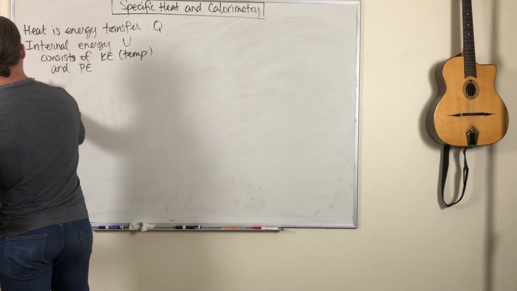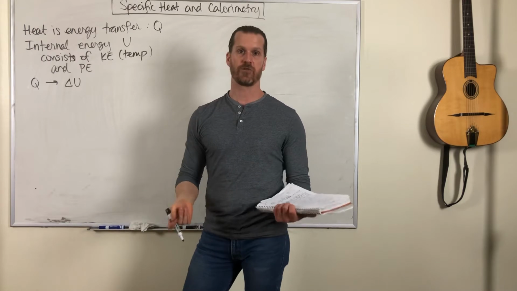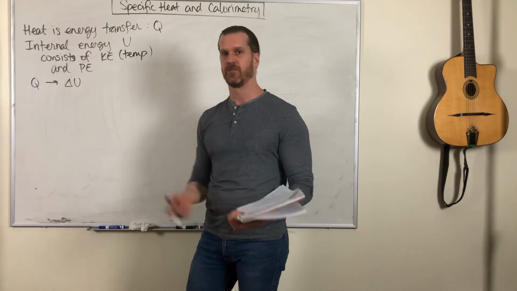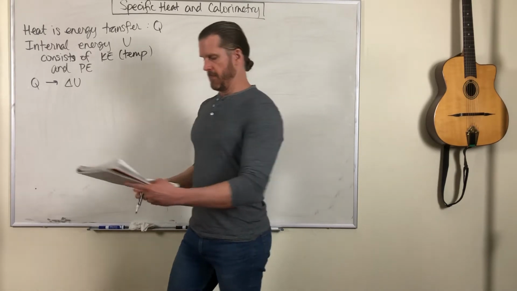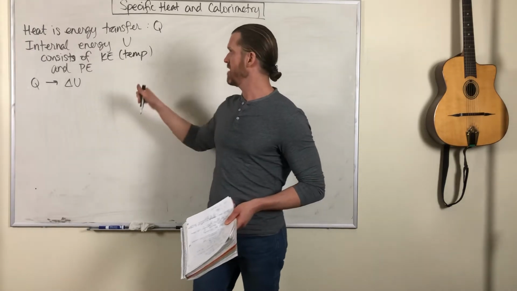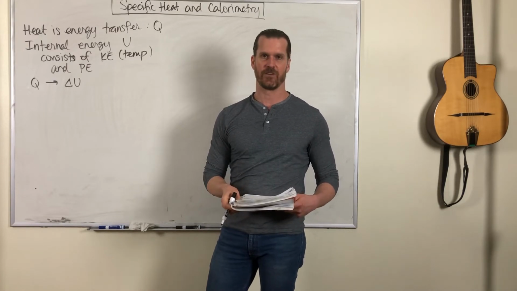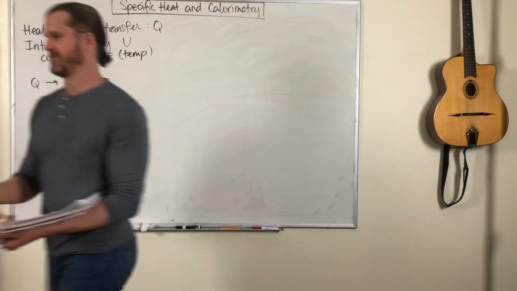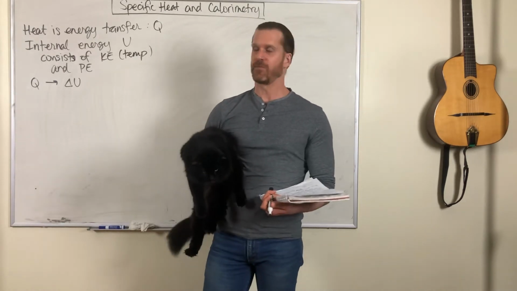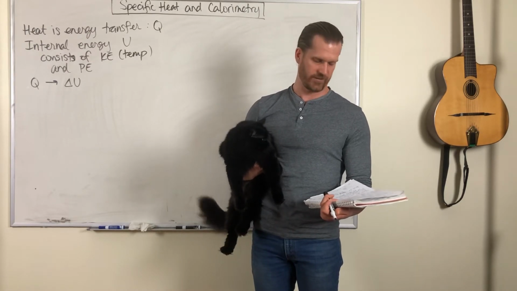So heat transfer leads to a change in internal energy. It could be an increase in internal energy if an object's getting heat added to it, or a decrease in internal energy if an object's losing heat. Now, when an energy transfer occurs, the amount that the kinetic energy changes, or the amount that the temperature changes, is related to an object's specific heat. So this quantity of specific heat that we'll learn about is related to how difficult it is to change an object's temperature.